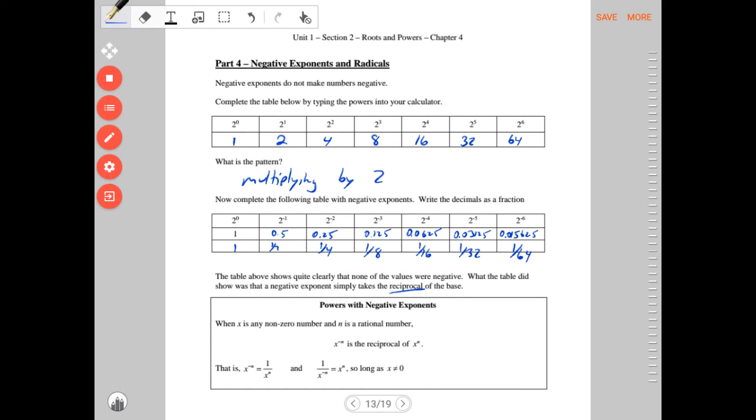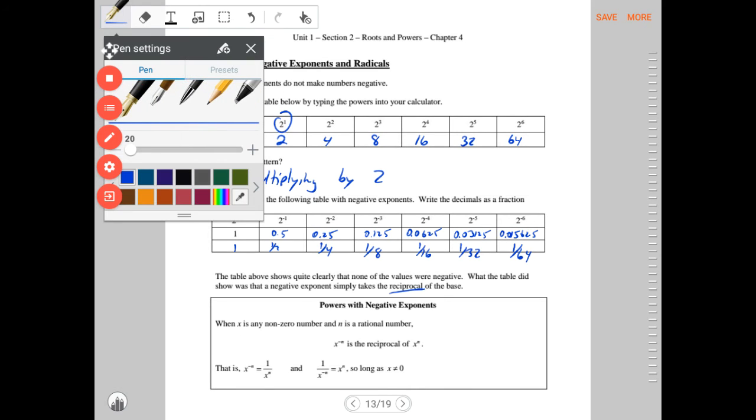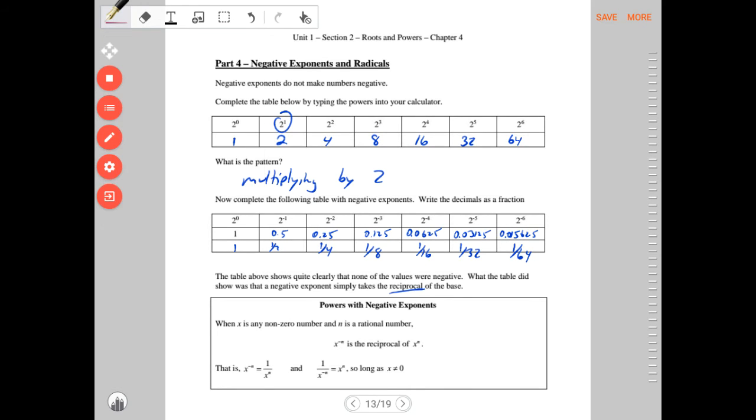So check this out. I'm going to write in red so you can follow along where I'm looking. 2 to the 1 is 2. 2 to the negative 1 is 1/2. 2 to the 2 is 4. 2 to the negative 2 is 1/4. 2 to the 3 is 8. 2 to the negative 3 is 1/8.